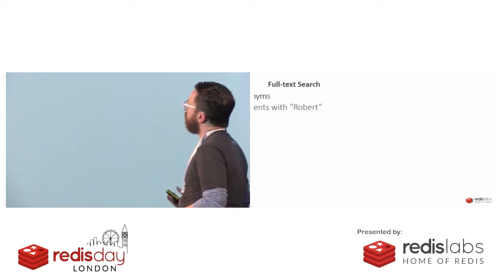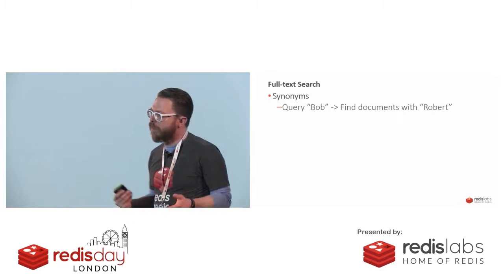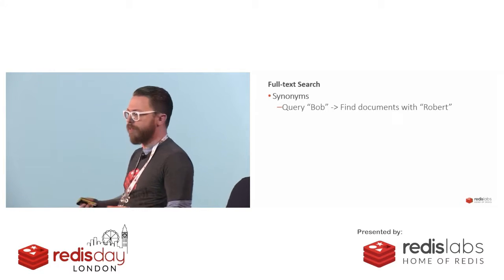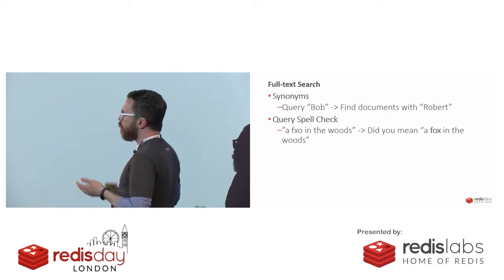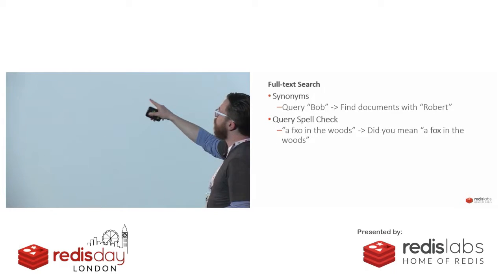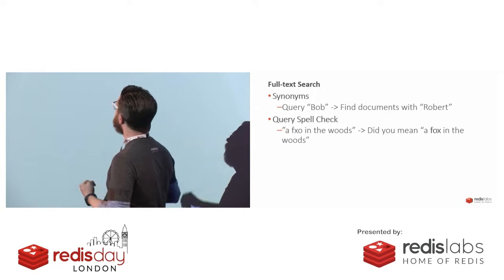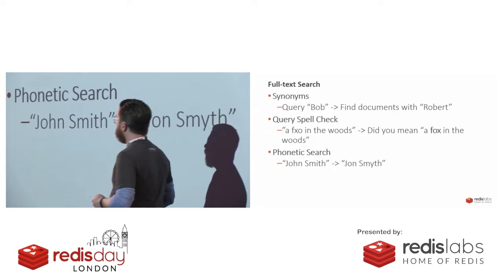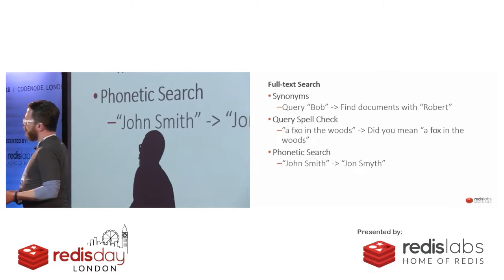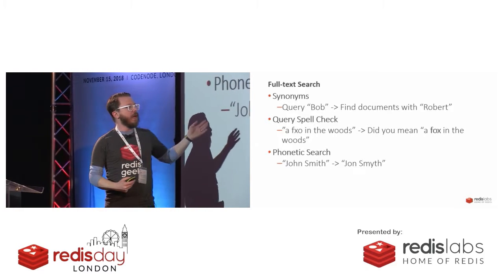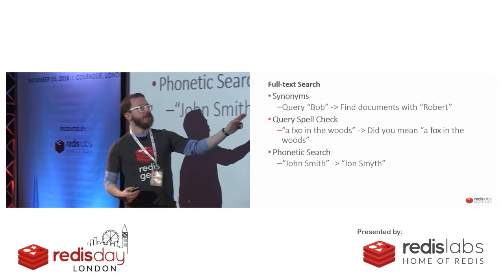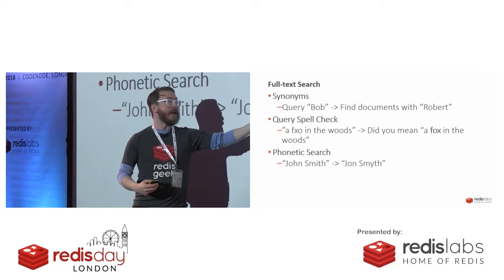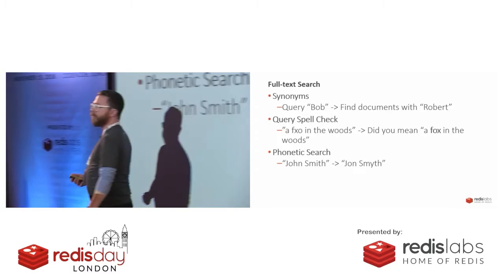Some other ones we have. Synonyms. You can specify synonyms. So if you search for Bob, you will also find Robert. You specify that yourself. You build that yourself. Spell checks. So, did you mean? If you type FXO, it will find it with a Levenshtein distance of 1 here. So it will do the auto correction there if you want it to. And then phonetic search. It uses the double metaphone algorithm to find John Smith would match J-O-N S-Y-M-Y-T-H. If I could know my letters, that would be good.